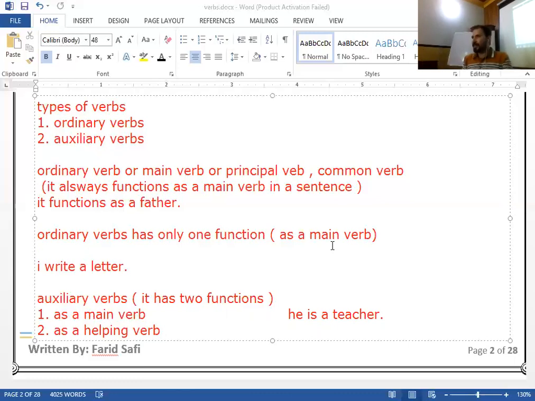We don't have any other words. So in this sentence, is is a main verb. Auxiliary verb, among them, is is a main verb. But if I say is a helping verb, let me take another example. He is studying.